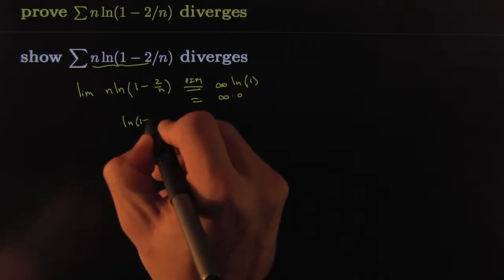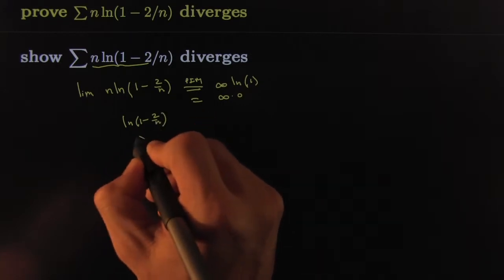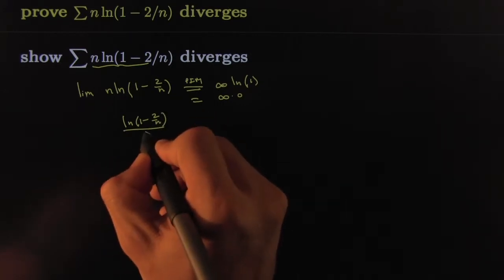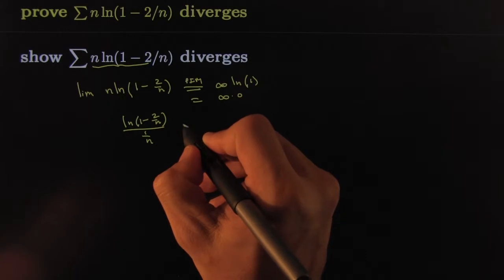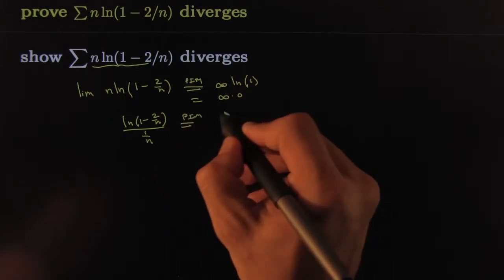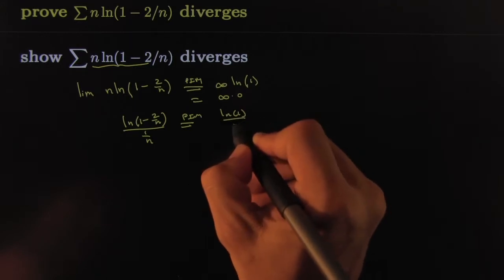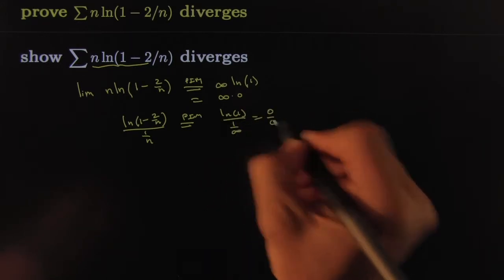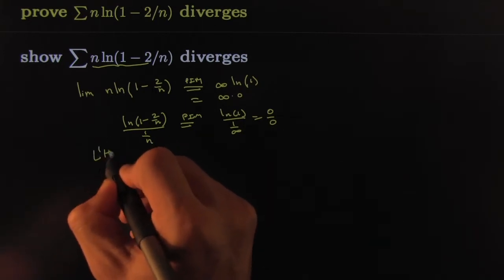How about ln of 1 minus 2 over n, all over 1 over n. Then we try the plug-in method. That gives you ln of 1 all over 1 over infinity, which is equal to 0 over 0. Perfect. Then I can use L'Hopital.